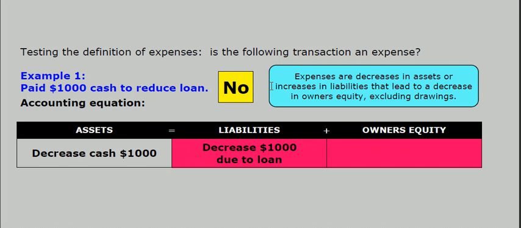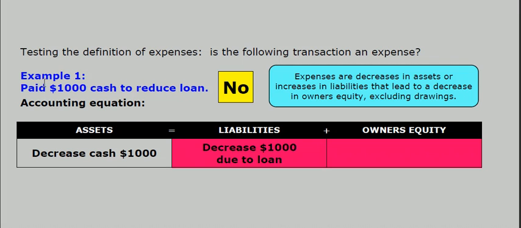Let's look at some examples of transactions and see whether these transactions meet the definition of expenses. And the definition of an expense is one that decreases assets or increases liabilities and leads to a decrease in owner's equity, but it excludes drawings.